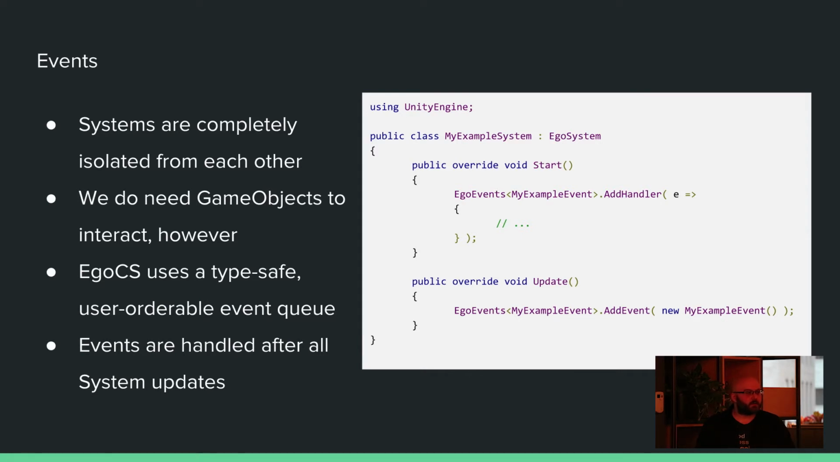My follow-up question is, either in EgoCS or other systems, is there a way to have an encapsulated system, in the sense that it's running subsystems in there?